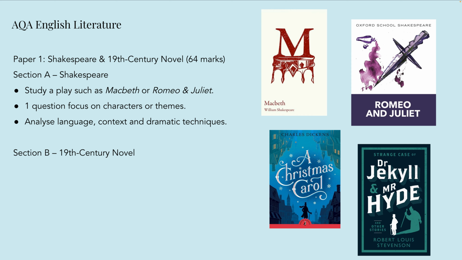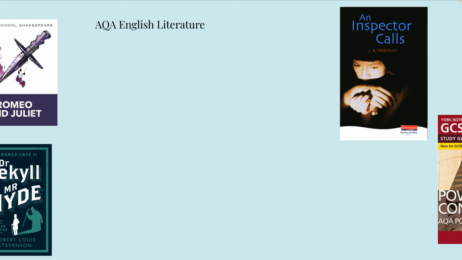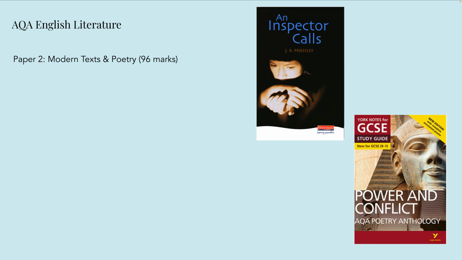Section B is the 19th century novel. Again, students will study something like A Christmas Carol or Dr. Jekyll and Mr. Hyde. There will be one question covering both the themes or the characters. And again, students have to analyse language, context and narrative techniques in this case instead of dramatic techniques. Both these two questions, this paper will include extracts for the students to analyse before they start writing their actual answer.